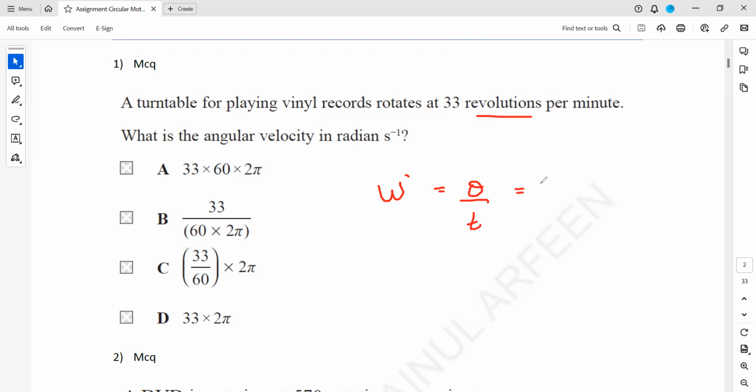One revolution is how many radians? 2 pi radians. And how many total revolutions are there? 33. So 2 pi multiplied by 33 will give us the total number of radians, because in one revolution it equals 2 pi radians. And time is in minutes, so we have to convert into seconds, so we divide by 60. So 2 pi multiplied by 33 divided by 60. What will be the right option for this? It will be C.